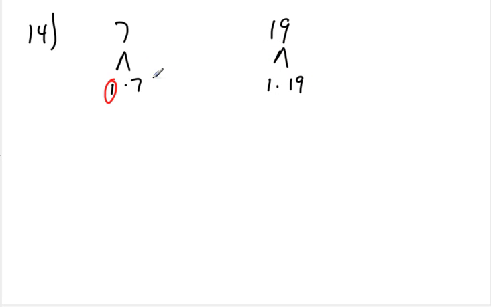Alright, number 14, 7 and 19. Well, these are both prime numbers. I know that right off the bat. So this is the only case I'll actually write a 1. So the greatest common factor is going to be 1 here. It's pretty easy. When they're prime numbers, the GCF is 1. No problem. Less work for me and you.